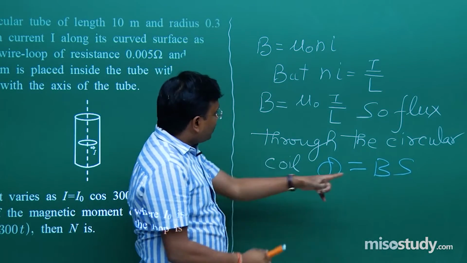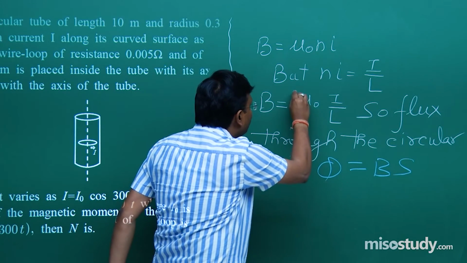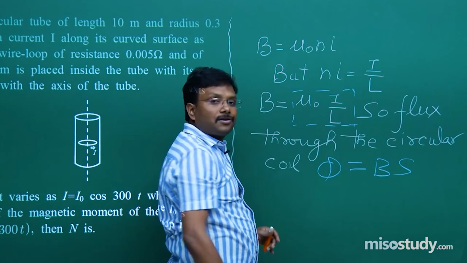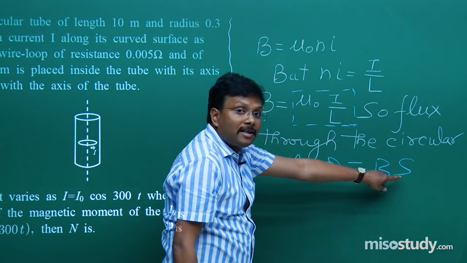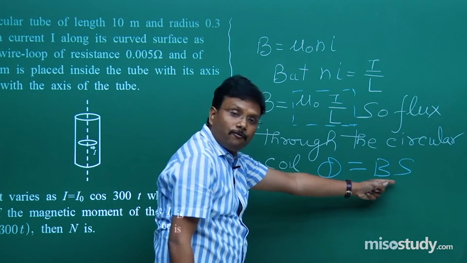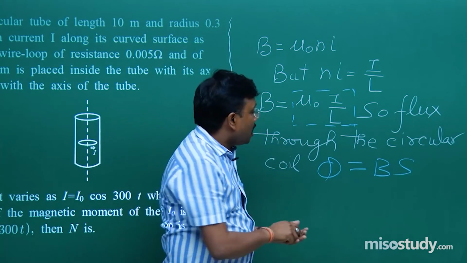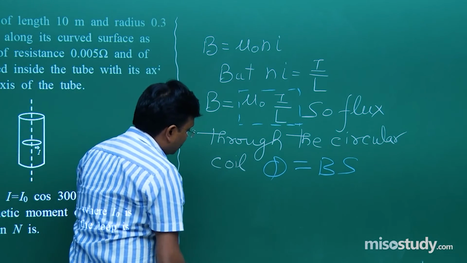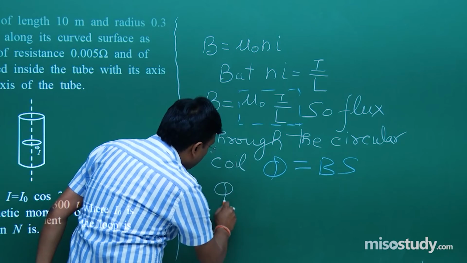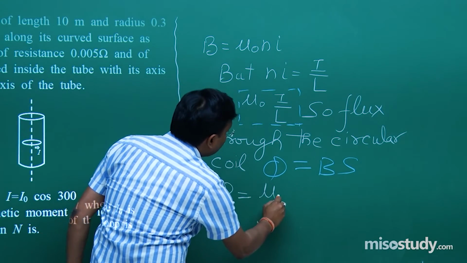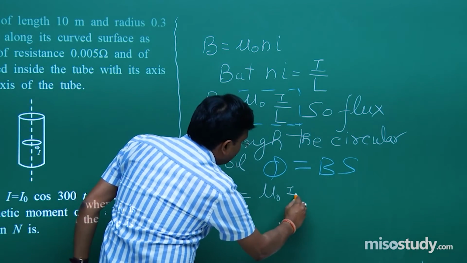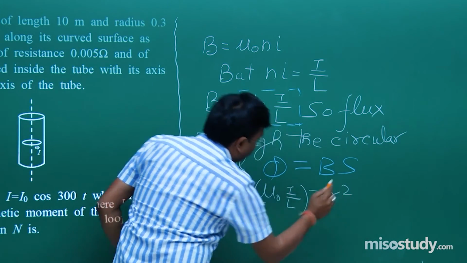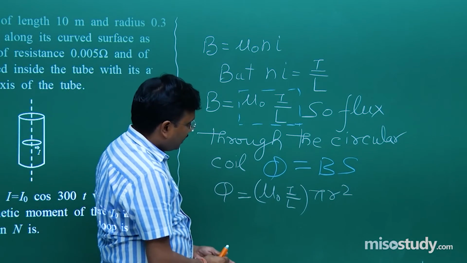What is the value of B? The value of B is this. And what is the value of this small s? Pi r square, simple, circular area. So let me write this value of phi as phi is equal to mu naught I by L into pi r square. No problem, simple terms.